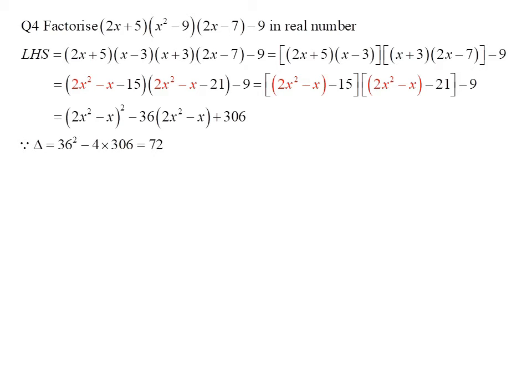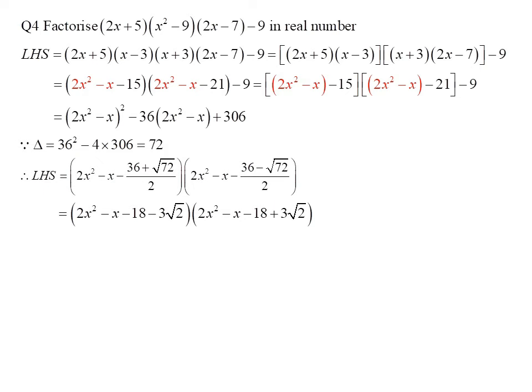First, we need to check its discriminant and see if it is greater than or equal to 0. We use the symbol delta to represent this parameter. If the delta is greater than or equal to 0, then the trinomial is qualified to be factorized in real number range. Now we have the discriminant of the trinomial, which is equal to 72.